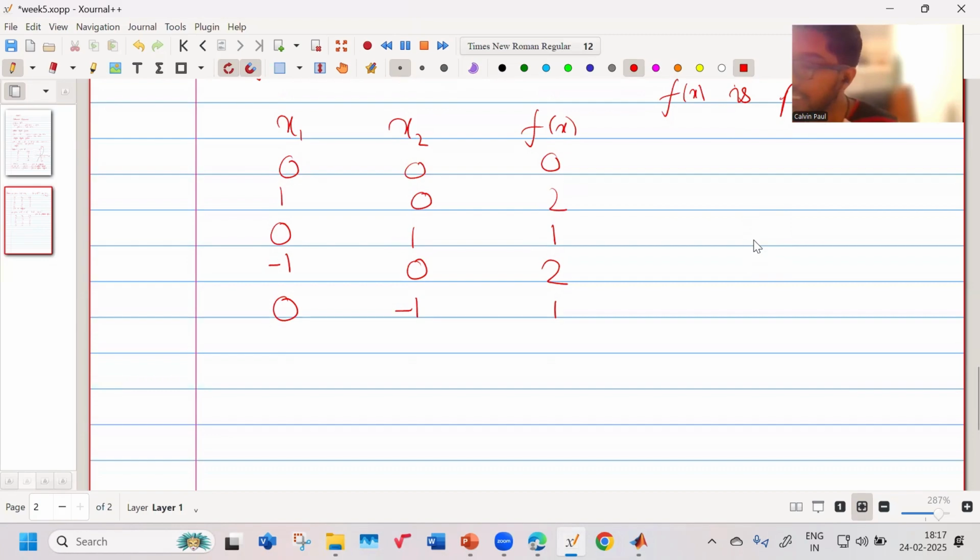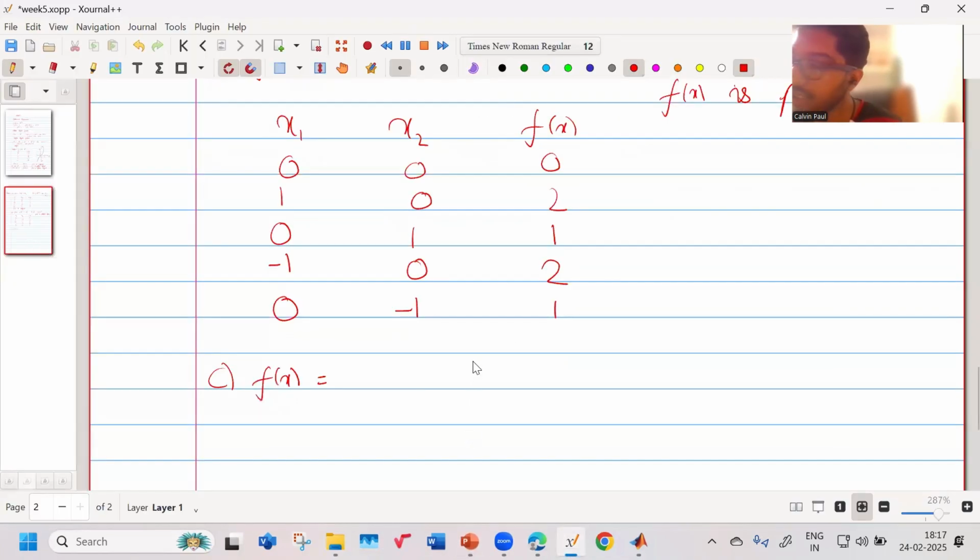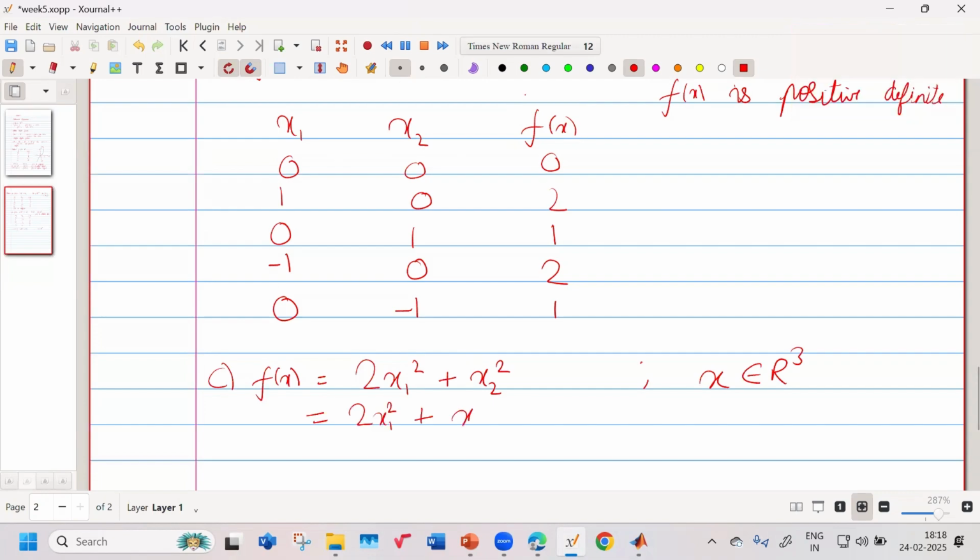What will we say for the third part, where f of x equals 2x1 square plus x2 square, and x belongs to R3? In this case, x belongs to R3, so f of x actually is 2x1 square plus x2 square plus 0 times x3 square. So this is my f of x.